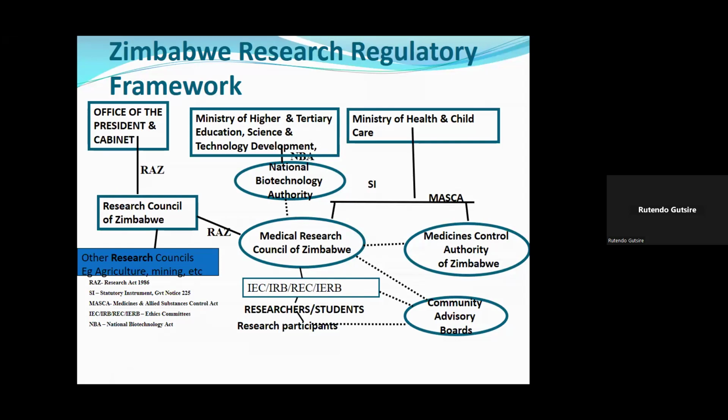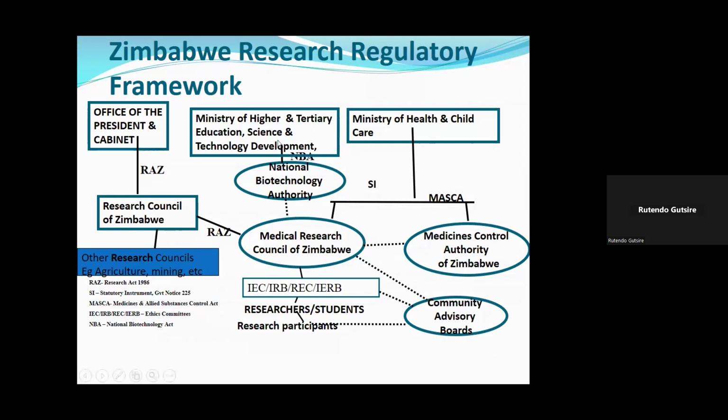Then we have under that, researchers. So I fall under researchers because I'm a research scientist. And then your students, academic students, are going to be carrying out research which might involve human participants, using human blood, using human samples. And then we have our research participants, people from whom we collect data, which could be age, gender, blood samples, etc.